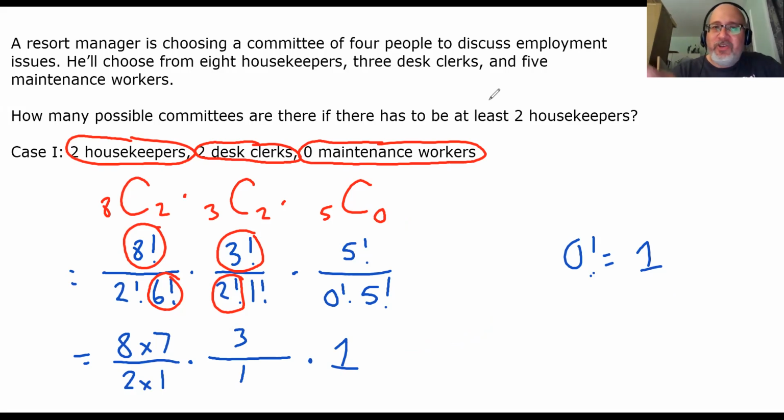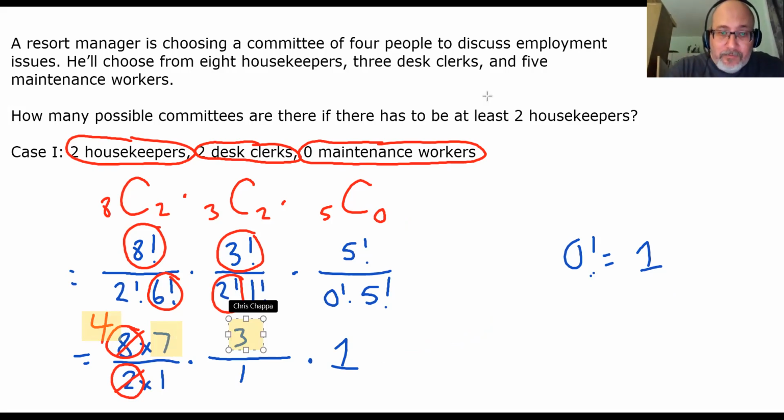All right, well, this isn't going to take too long to clean up because there's only one number in a denominator that's even worth dealing with, and that's the 2, which goes into the 8 4 times. So the only numbers that are left are the 4, the 7, and the 3. That's still 84. Equals 84.